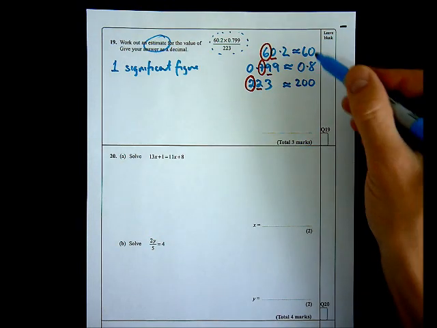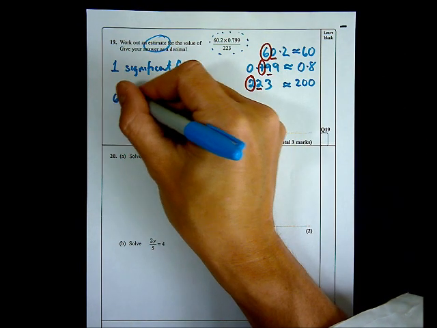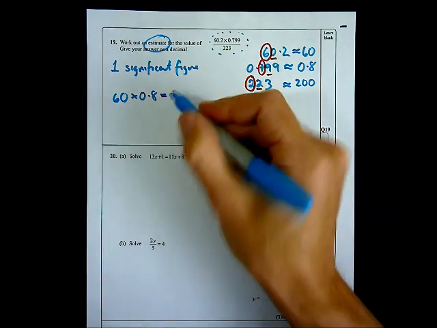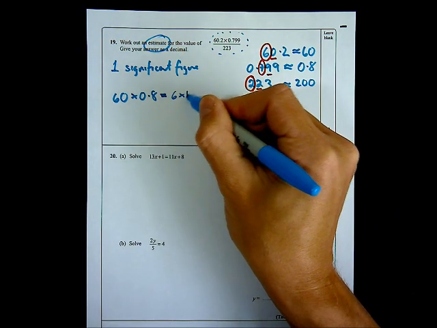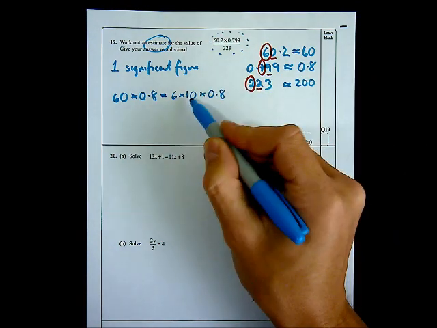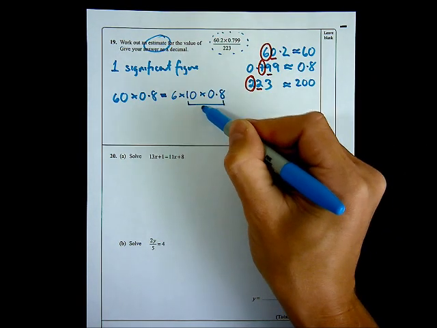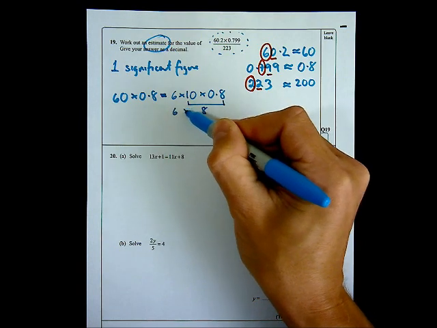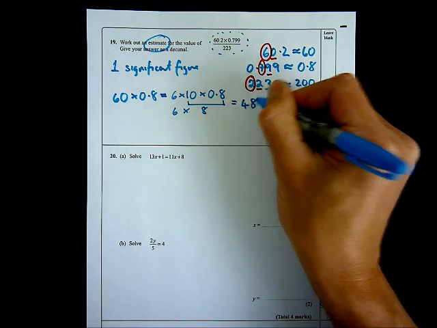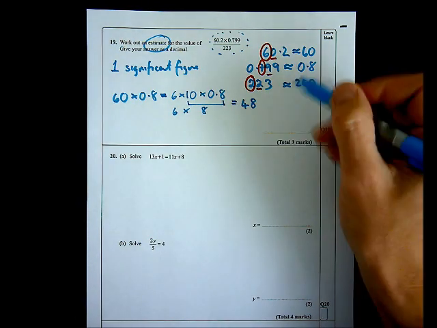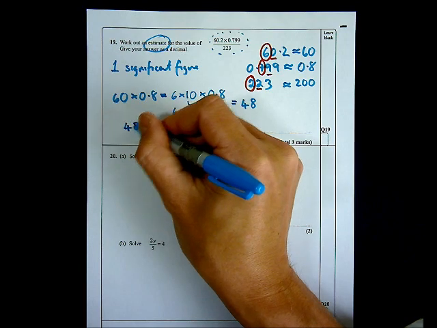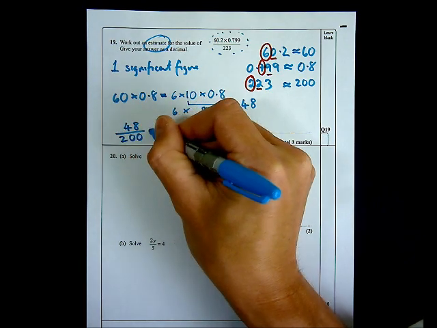So I need to do 60 times by 0.8. Well, I know that 60 is 6 times by 10. And multiply that by 0.8. Well, 10 times by 0.8 would give me 8. So I'm going to do 6 times by 8, which would give me 48. And I'm going to try and divide that by the rounded number on the bottom, which is 200. So I'm trying to do 48 divided by 200.